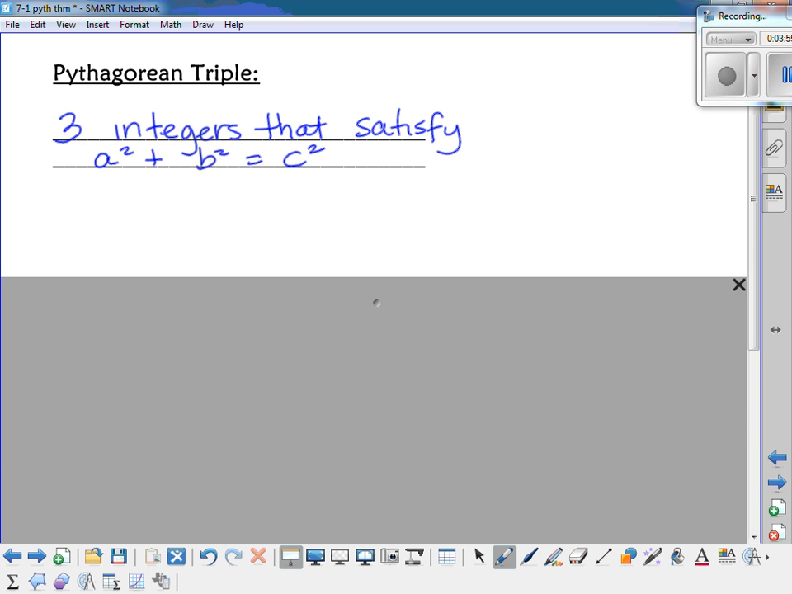So for instance, one of the most common ones is what, Zach? 3, 4, 5. Now you know what Zach's been talking about all the time when he says, oh, that's a 3, 4, 5. Because if you do 3 squared plus 4 squared, it is in fact going to equal 5 squared, because 9 plus 16 does equal 25. So one of the most common Pythagorean triples is 3, 4, 5. But it's not the only one. We'll go over some other ones in a second.